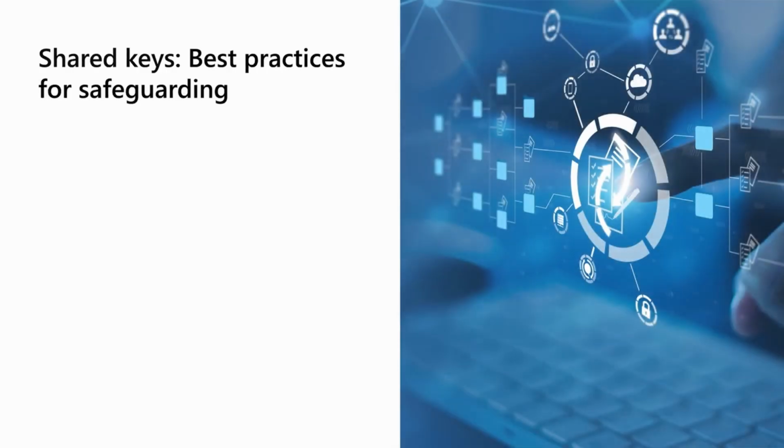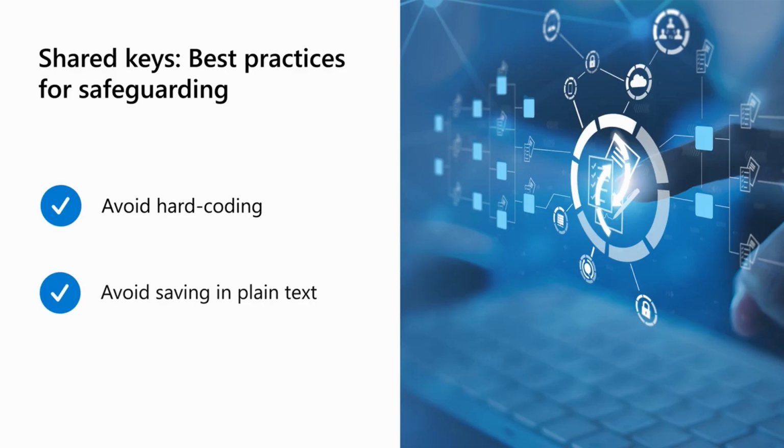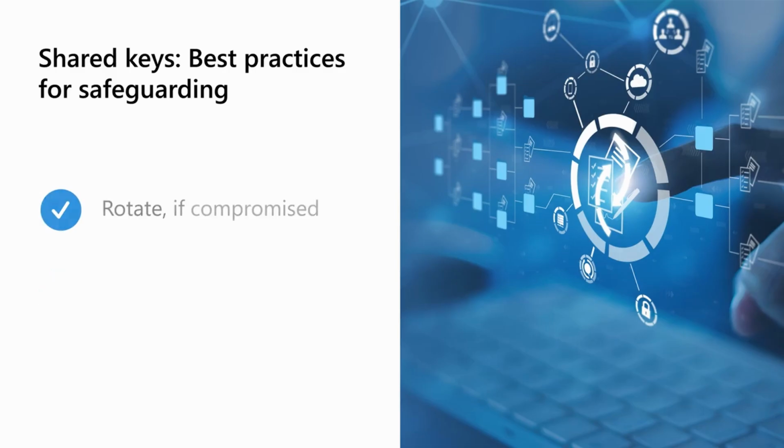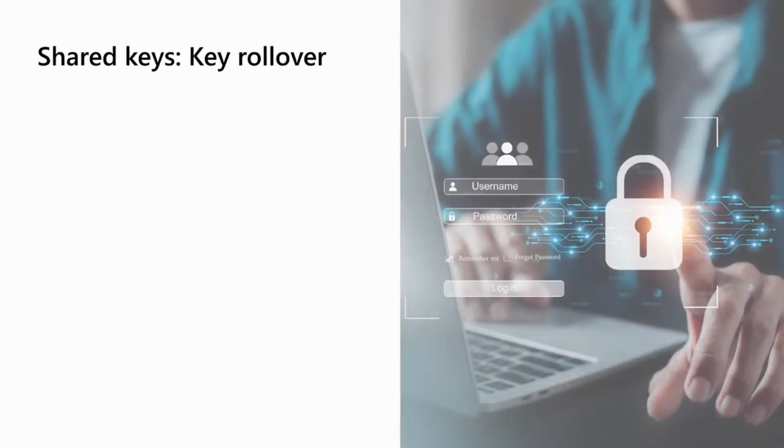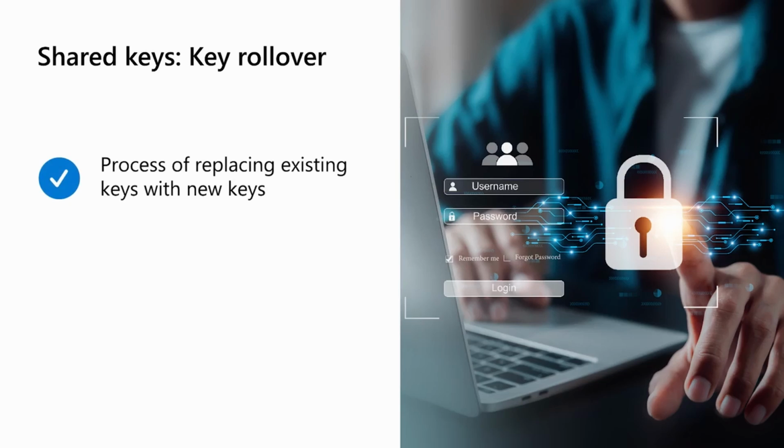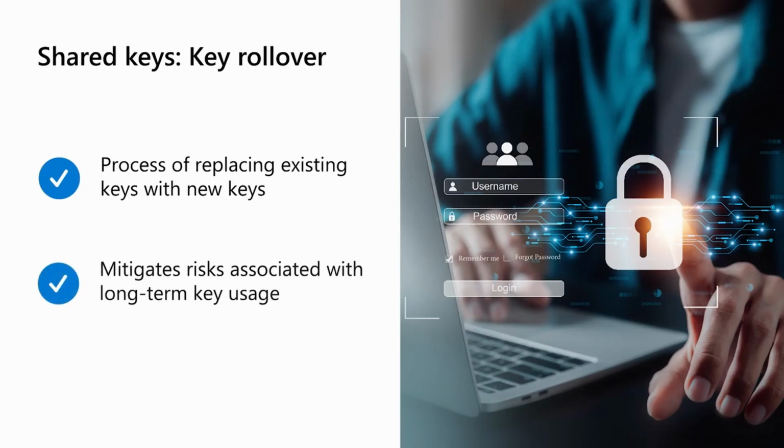You learned some best practices to safeguard access to the key. These include avoiding hard coding the keys, avoiding saving the keys in plain text, rotating keys if compromised, and disabling shared key access when not required. You learned that key rollover is the process of replacing existing cryptographic keys with new keys in a secure manner. You perform a key rollover to enhance security by mitigating the risks associated with long-term key usage. You understood the steps to test a key rollover.